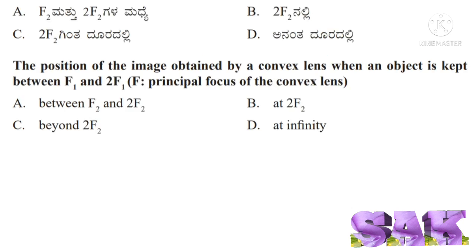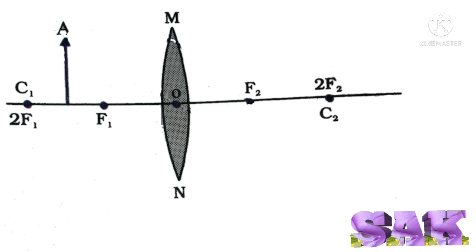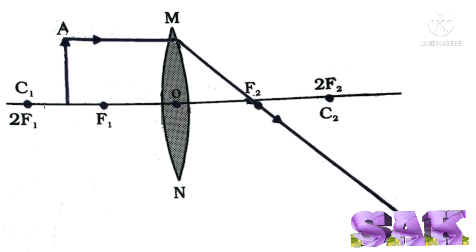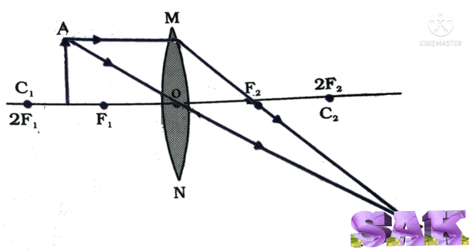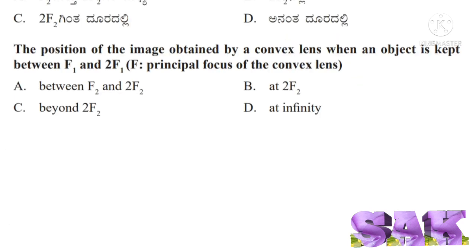Next question, the position of the image obtained by a convex lens when an object is kept between f1 and 2f1. Lens used here is convex lens. Position of object is between f1 and 2f1. Let us see the position of image. Image is formed beyond 2f2. So, correct answer for this question is option C, beyond 2f2.